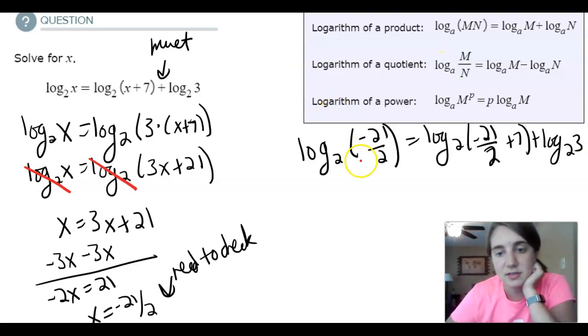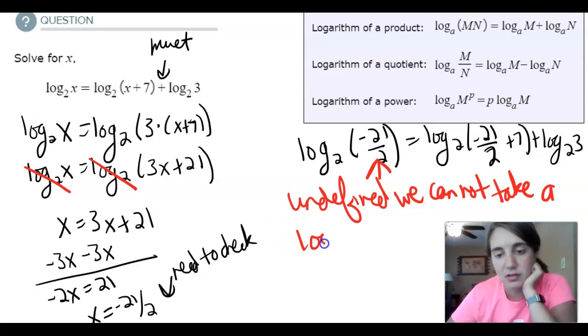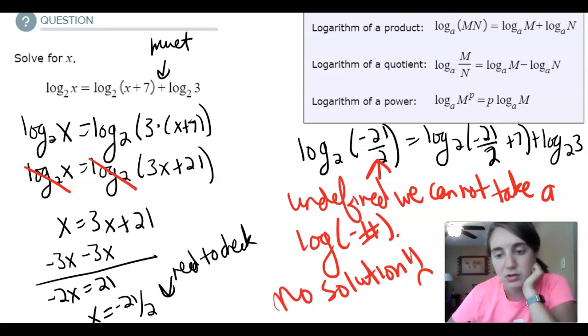We cannot. This is undefined. We cannot take a log of a negative number. So there's no solution for undefined.